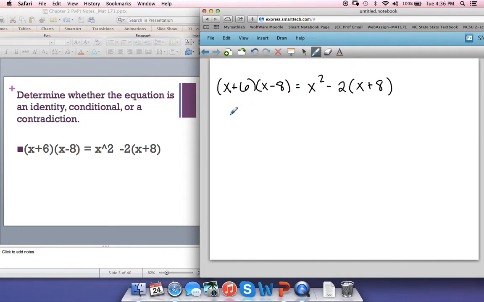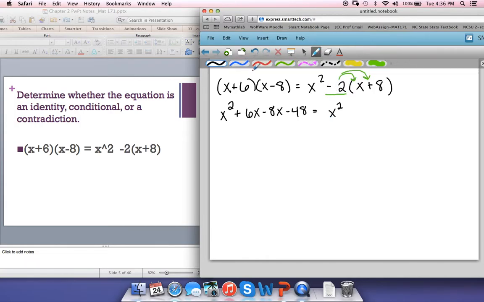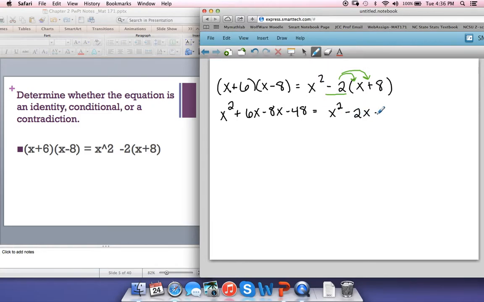So on this part, you're going to FOIL. That's going to be plus 6x minus 8x minus 48 equals x squared. Notice that you have the negative 2, which needs to be distributed to both terms. Remember that negative sign is getting distributed as well. Don't forget about that common mistake. And then you're going to simplify: x squared minus 2x minus 48 equals x squared minus 2x minus 16.